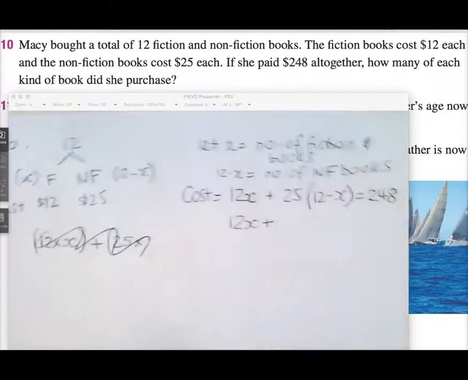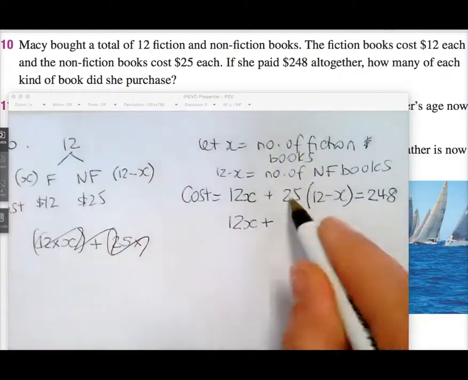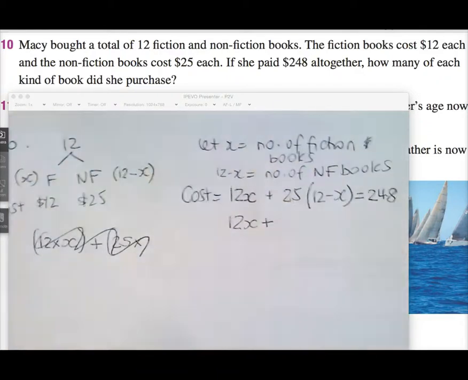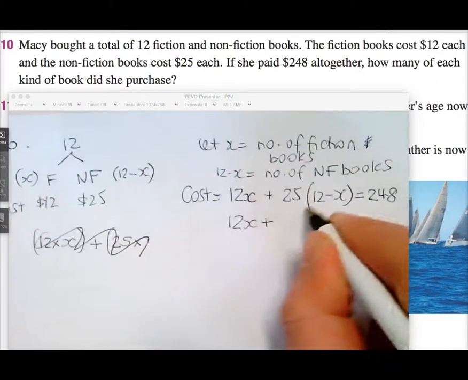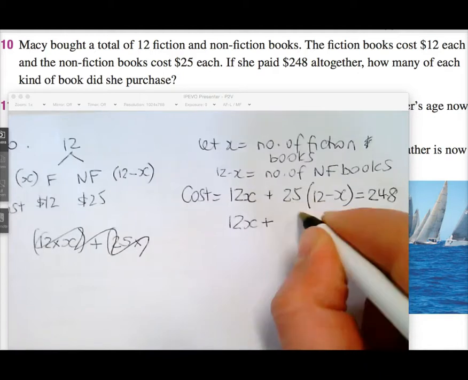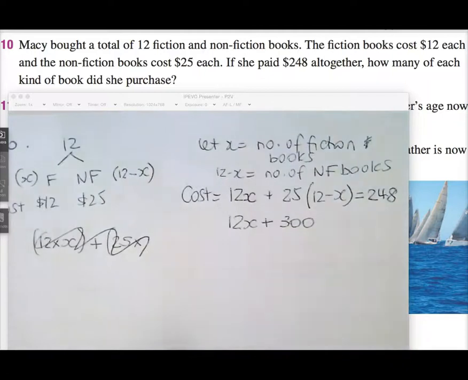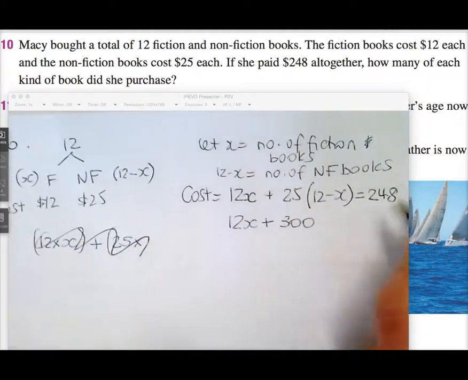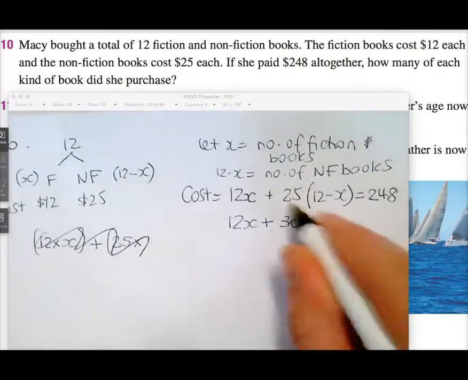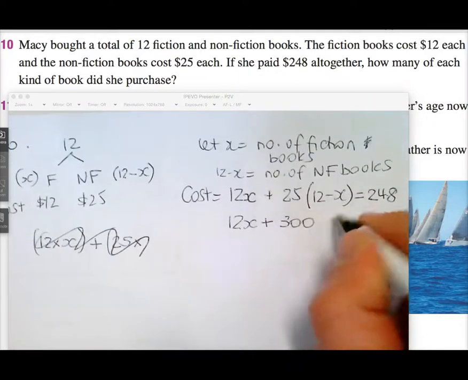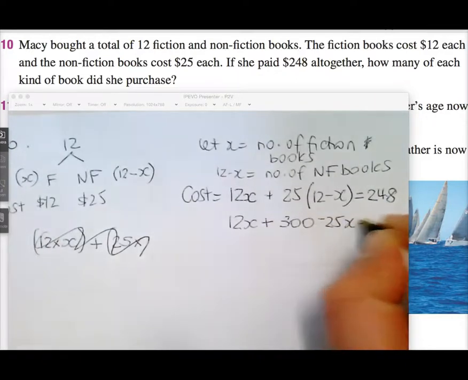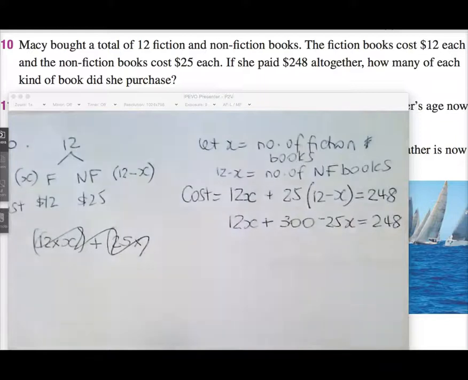12x plus what? 25 times 10 is 250. 25 times 2 is 50. It's 300. You can use your calculator, but sometimes it's good to exercise your brain. What have I got here? Minus 25x equals 248. Okay.